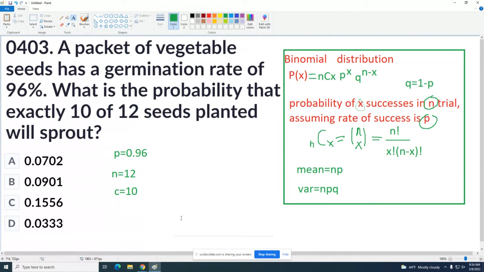0.0016. That's the same thing, right? It's the same thing, definitely.